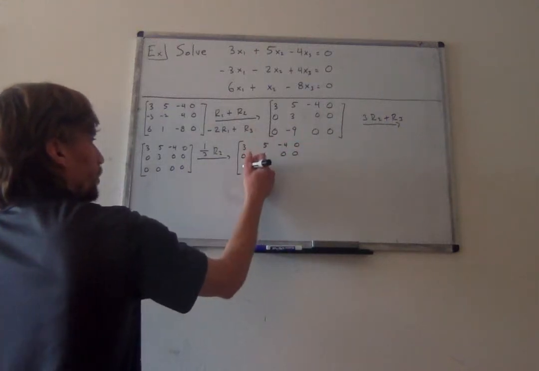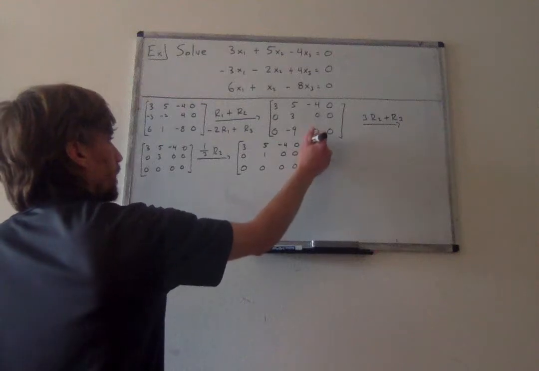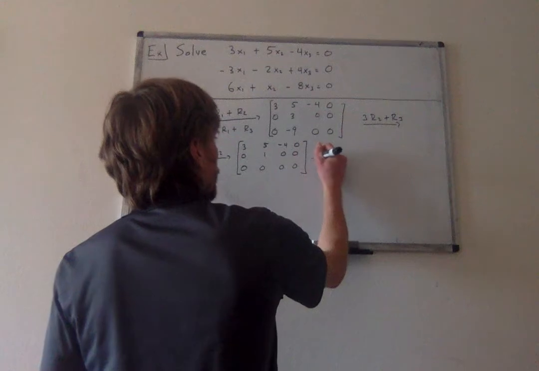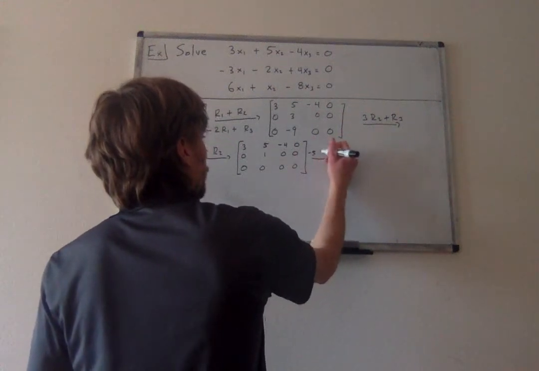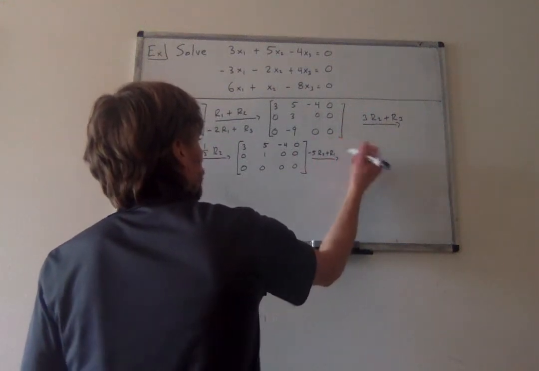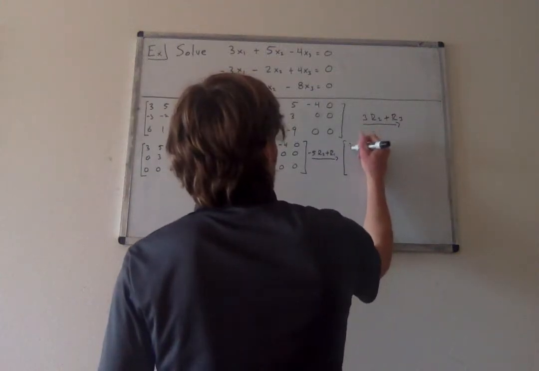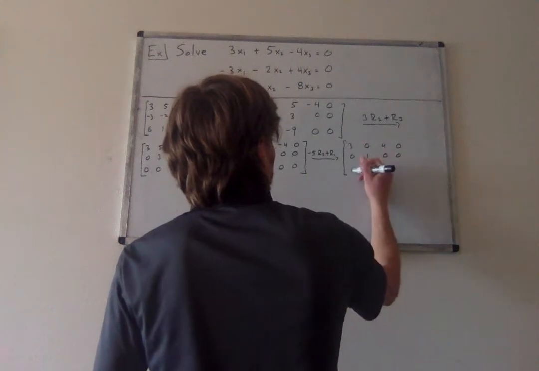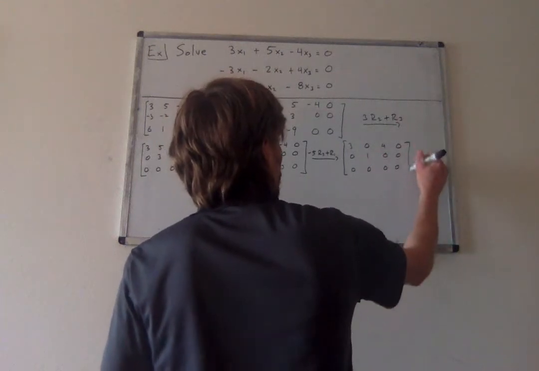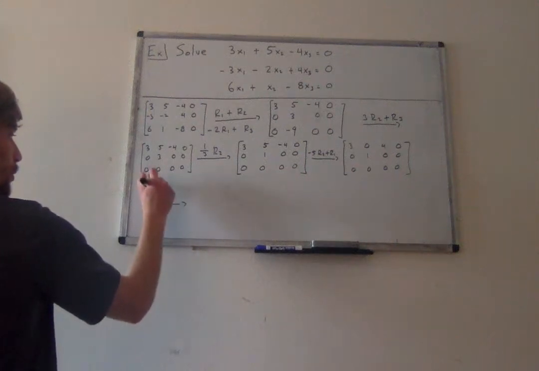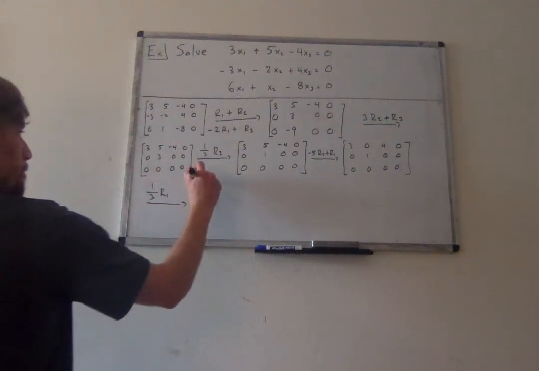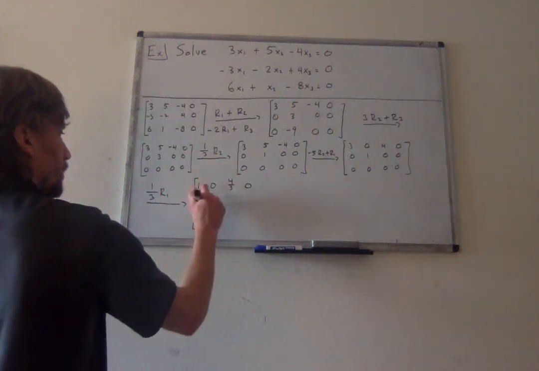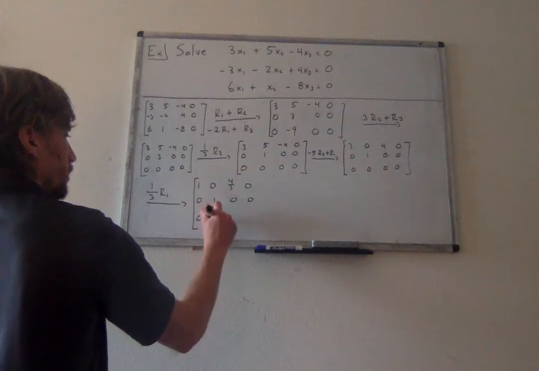I'm not turning this 3 into a 1 yet because the other 2 entries in row 1 are not divisible by 3. Now I want to clear out above my leading ones, so I'm going to do -5 row 2 plus row 1 and replace row 1. And now, unfortunately, I'm not going to be able to avoid fractions in this case. So I'm going to do 1/3 row 1. 1, 0, 4/3, 0, 0, 1, 0, 0, 0, 0, 0, 0.